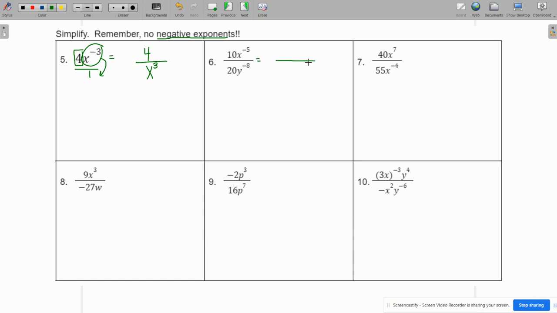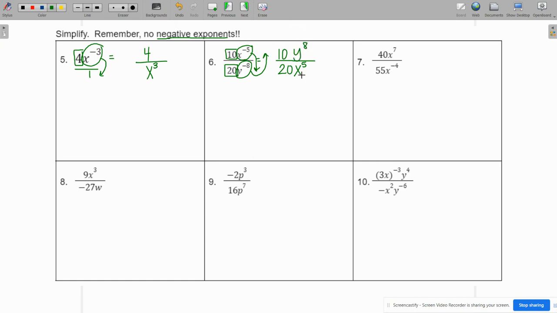Again, I usually write my fraction bar, and I think to myself, well, 10 is the coefficient. It's not part of the base, so 10 is allowed to stay put. 20 is a coefficient. It's not part of the base, so it's allowed to stay put. But x to the negative fifth, we want to rewrite, so we're going to move that to the bottom to become x to the positive fifth. And y to the negative eighth is currently in the denominator. We want to rewrite that in the numerator to become y to the positive eighth.